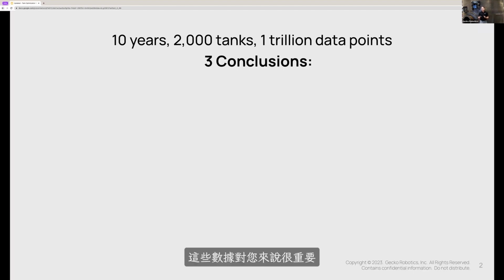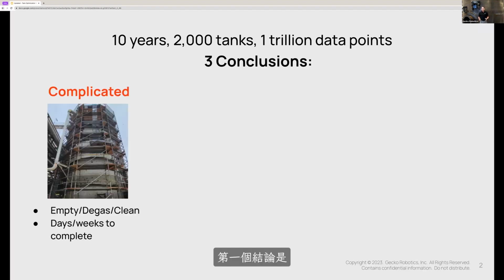Now, this is why it's important to you. Working with our customers, we found that there are 3 conclusions or frustrations that our customers report as it relates to the traditional approach to inspecting and maintaining tanks. The first conclusion is that traditional inspection methods are complicated. They often require us to empty, degas, and clean the tank, which is not only expensive, but it leaves us prone to EPA fines and safety threats, and sometimes valuable time offline.